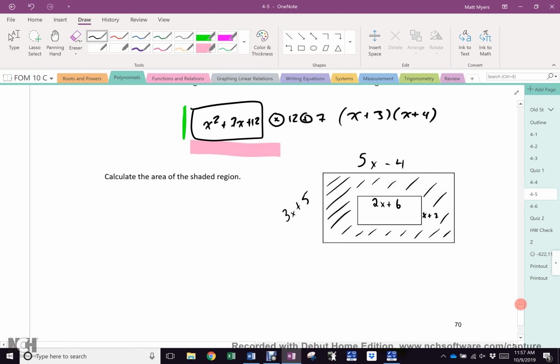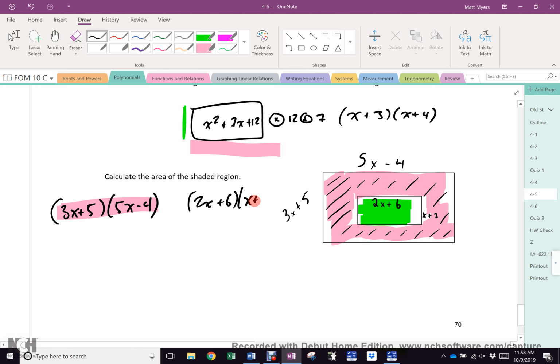Now, I want to know the area of the shaded region. Yes, of course this is normal area. How do you find the area of the pink region? How do you find the area of every rectangle? Length times the width. Well, what are our length and width here, Jacqueline? So this will get me the pink area, yes? How do I find the green area? 2x plus 6x plus 2. Right? And what math will I do once I have both those areas? Take away the green from the pink. You would subtract, right? Because this stuff isn't colored in. Easy peasy, right? So let's go.